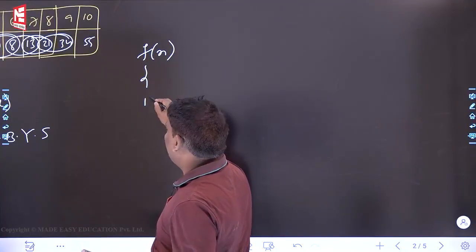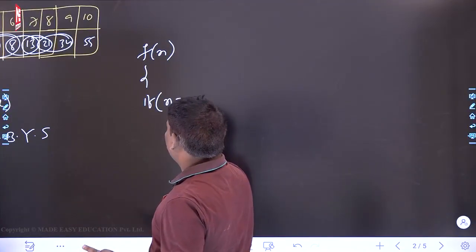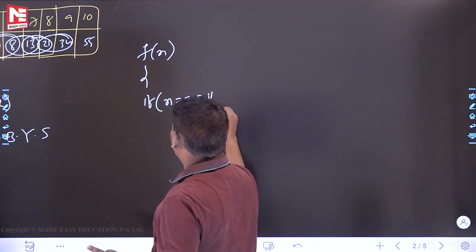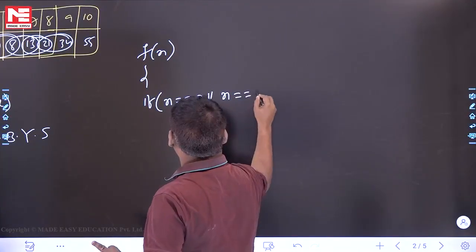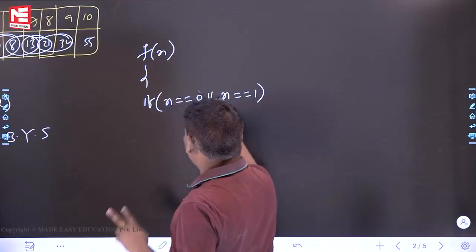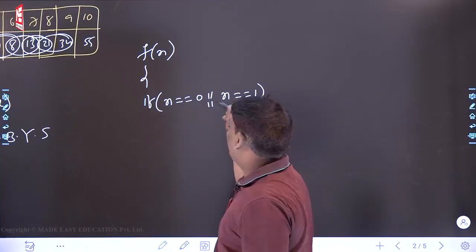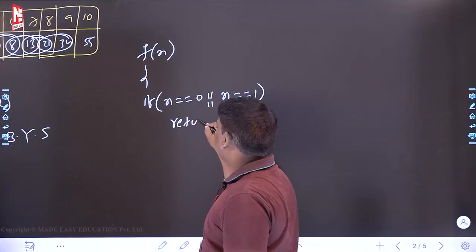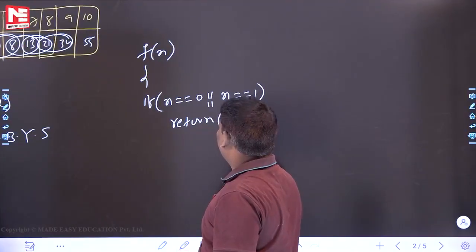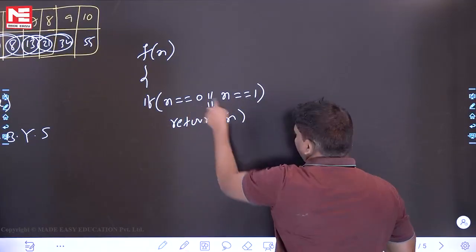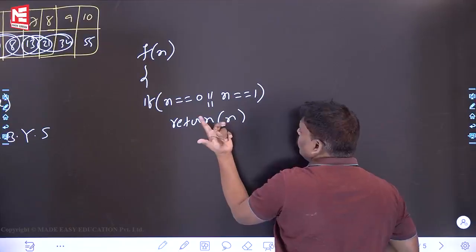See this one. I am writing: if n is equal to 0 or n is equal to 1, meaning Fibonacci of 0 or Fibonacci of 1, right? For any one of them, the answer is going to be: return n. If n is 0, then return 0. If n is 1, return 1.